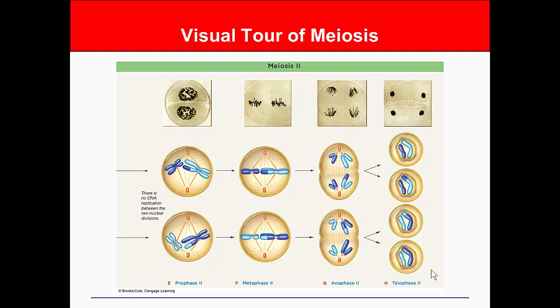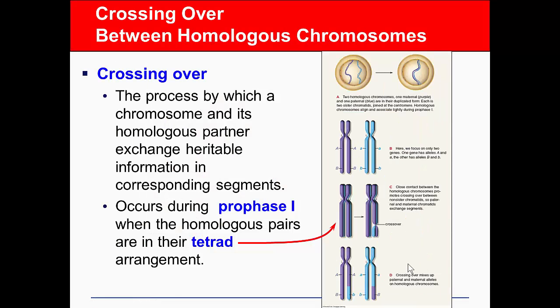Not in meiosis. We want the different cells to be genetically different from each other. So let's talk a little bit more about this process of crossing over. As I mentioned before, it happens during prophase. When the 2 chromosomes are in synapsis, when they're touching like that, we also say that they're in their tetrad arrangement, because you've got 2 duplicated chromosomes, meaning there's 4 sister chromatids there. That's where the tetrad word comes from.